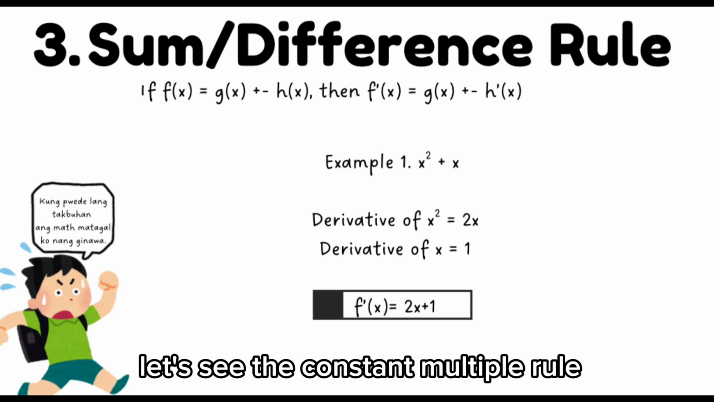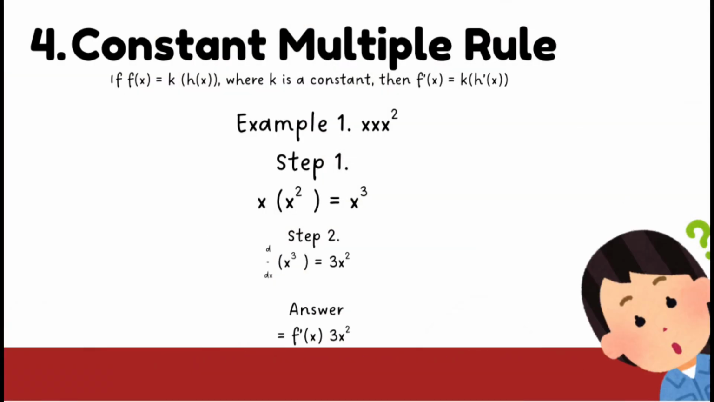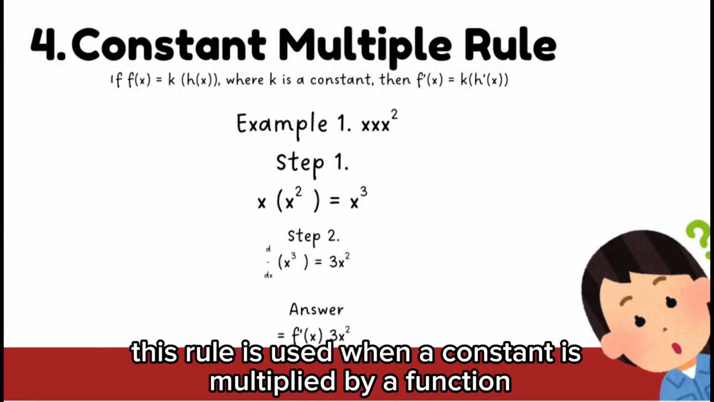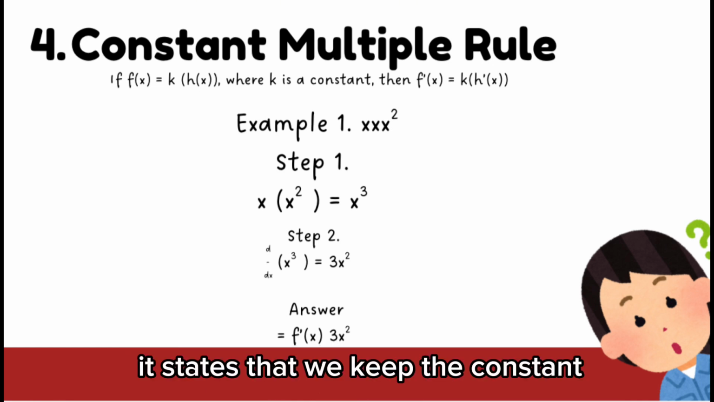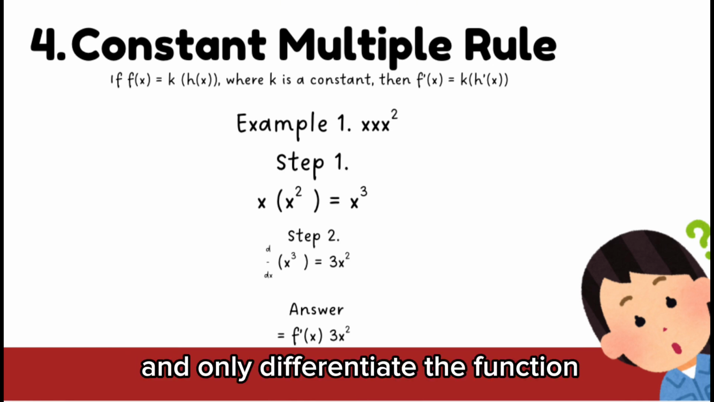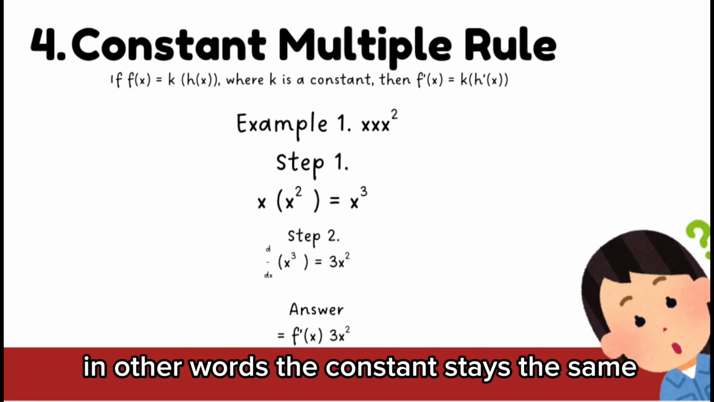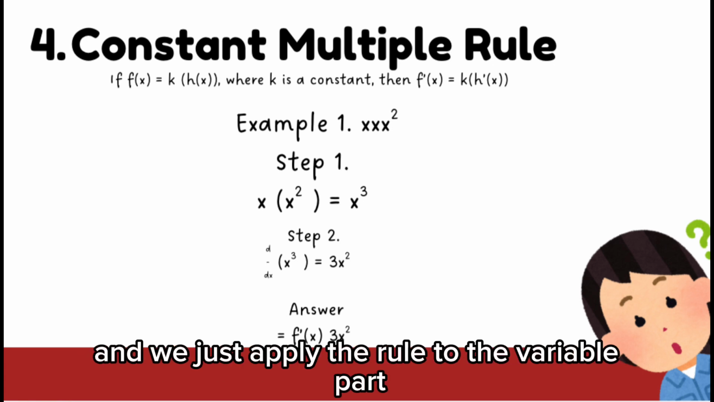Let's see the constant multiple rule. This rule is used when a constant is multiplied by a function. It states that we keep the constant and only differentiate the function. In other words, the constant stays the same and we just apply the rule to the variable part.